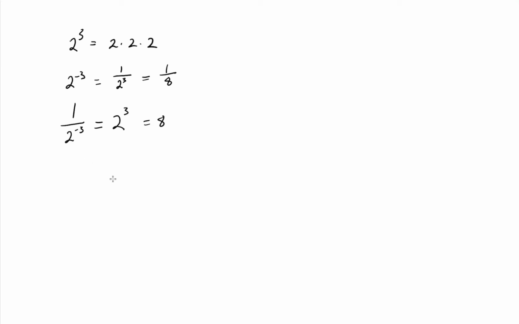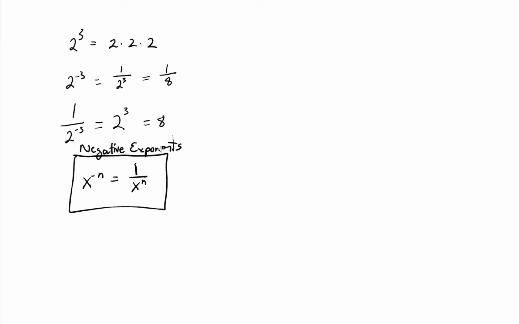All right, so the definition of x to the negative n equals 1 over x to the n. This is what you want to write down for negative exponents. Negative exponents, that is what we have here. The definition of x to the negative n is 1 over x to the n.